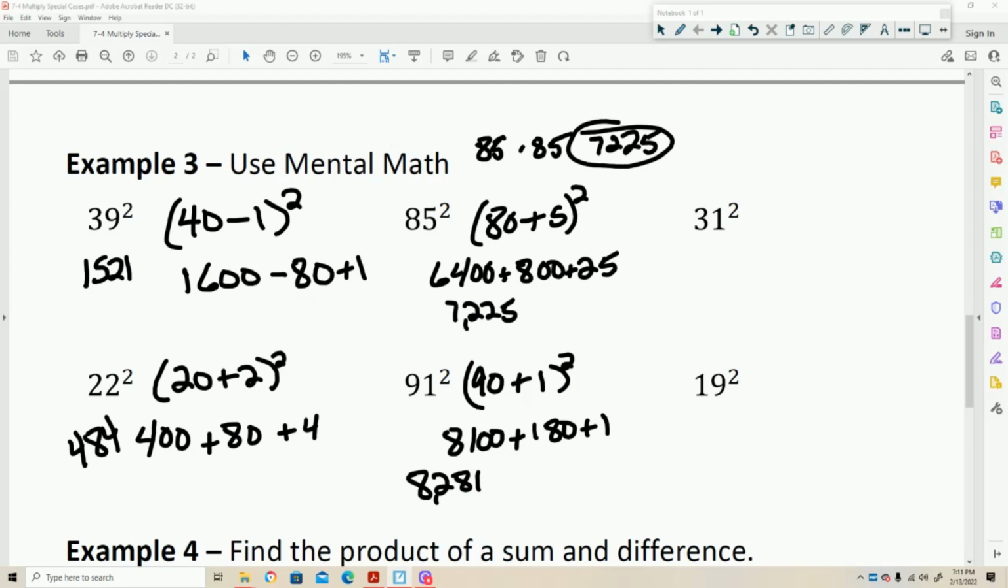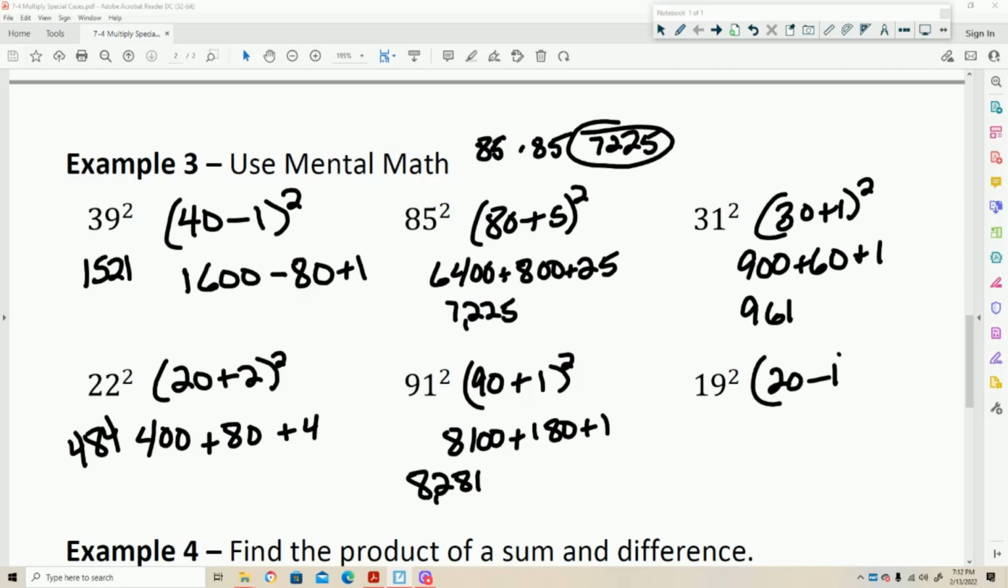Okay, 31 squared, that is really 30 plus 1 squared. That gives me 900. And then 2 times 30 times 1 is going to be 60. And 1 squared is 1. Add those together, 961. Okay, for the last one of this group, it's 20 minus 1 squared.